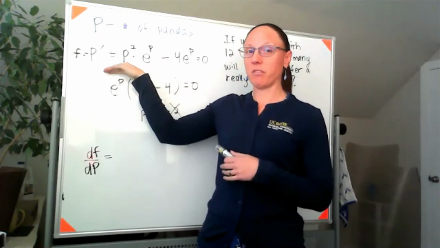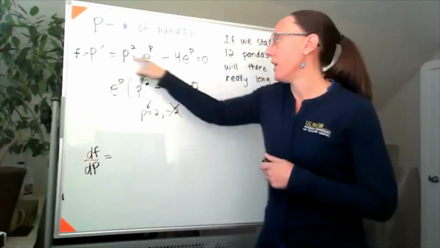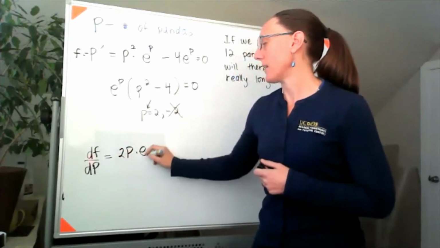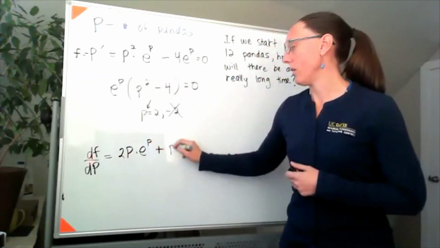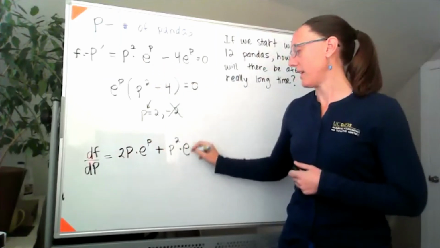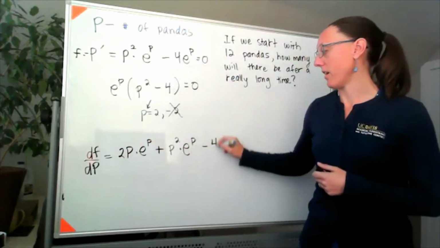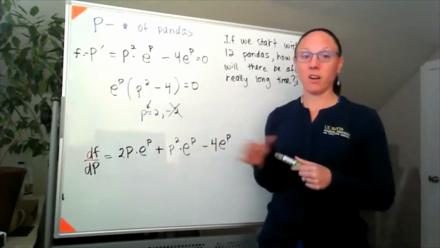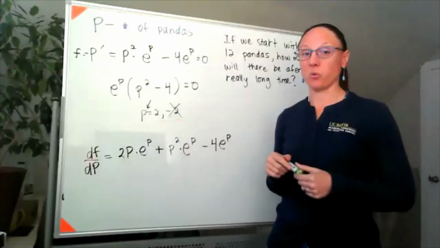If I'm taking this derivative, I've got p squared times e to the p. I need a product rule. Derivative of p squared, I'll have 2p times e to the p, plus, we'll leave the p squared alone, times derivative of e to the p, but that's e to the p again, and then minus 4 times the derivative of e to the p, which is e to the p. And now I want to know, is this positive or negative at p equals 2?